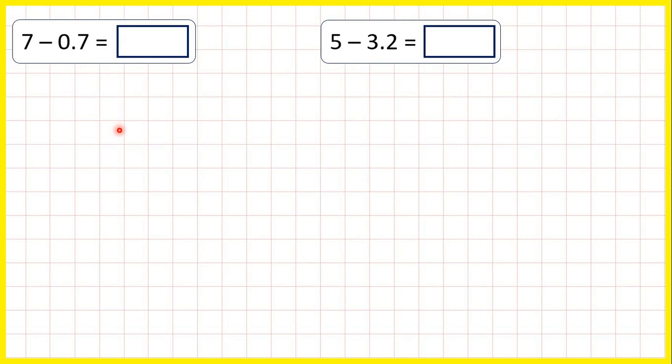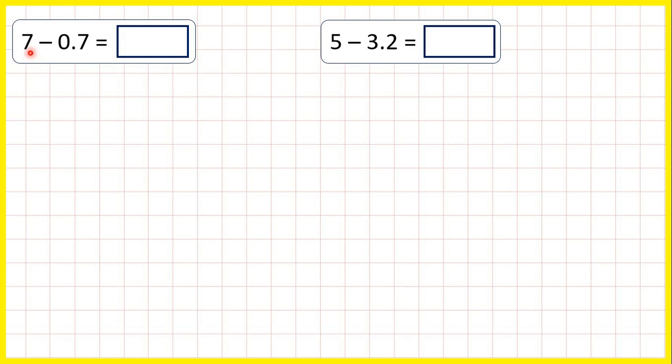Now for these questions, we're subtracting a decimal number with tenths from a whole number. So first, we have 7 minus 0.7, and it's important to understand that the digit before the decimal point is the ones digit, so we have 0 ones, and the digit after is the tenths.